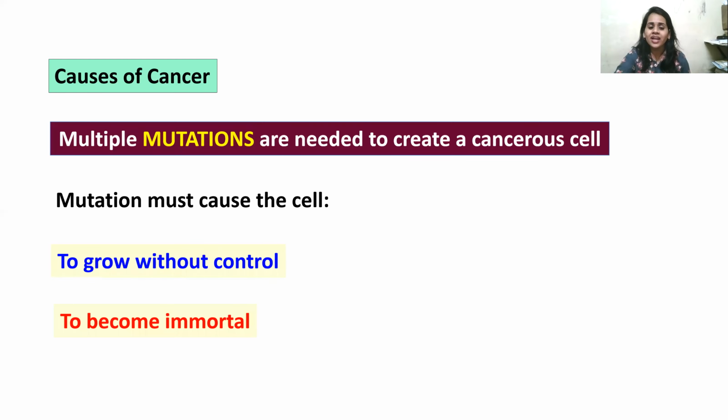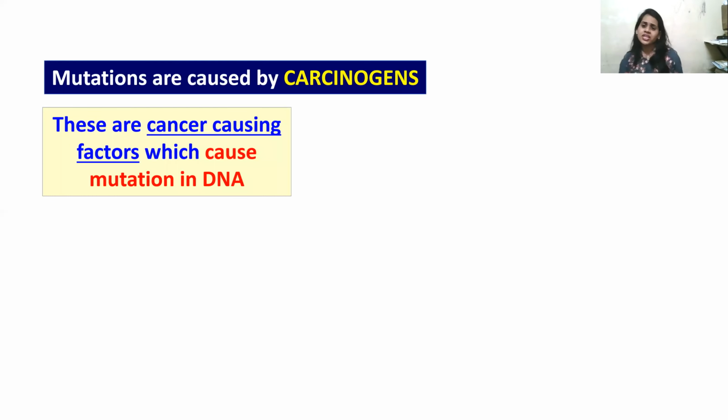So now mutations are caused by what? ये mutations, ठीक है, हमें इतना पता है कि कैंसर सेल में mutations होने चाहिए, right? So ये mutations होंगे कैसे? ये mutations होते हैं by the agents which are called carcinogens. What are they called? Carcinogens. So carcinogens वो factors हैं जिसके वजह से जो हमारे सेल का डीएनए होता है, it starts showing mutation. So what are carcinogens? These are cancer causing factors which cause mutation in the DNA.